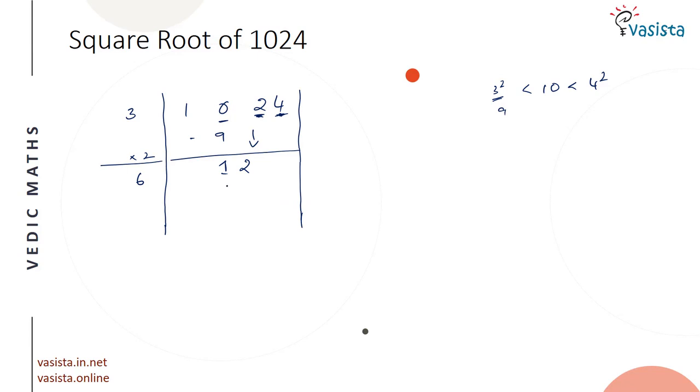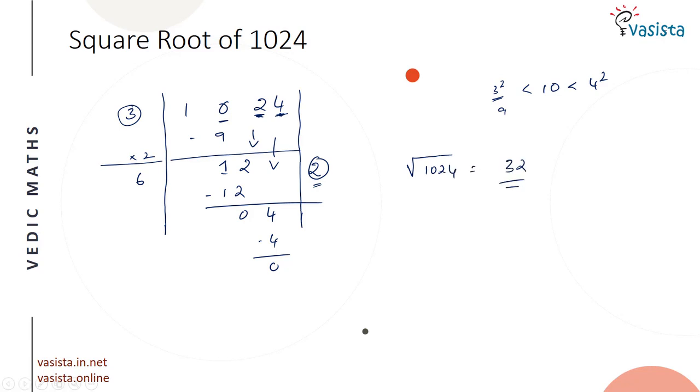You need to think a little bit further. So 6 2s are 12. Subtract it. Here you are going to get 0. Then bring down 4. The 2 square is nothing but 4. 4 can be subtracted here. So 0. The answer will be 32. The square root of 1024 is going to be 32. Right. Let us go with one more.